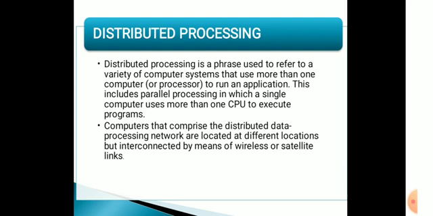The computers that comprise distributed data processing networks are located at different locations but interconnected by means of wireless or satellite. The same diagram is given, where the servers are being connected. They can be connected using wire or wireless, and they can be distributed over different areas. The servers will not be available in one single location, they will be available in different locations. This is called distributed processing.